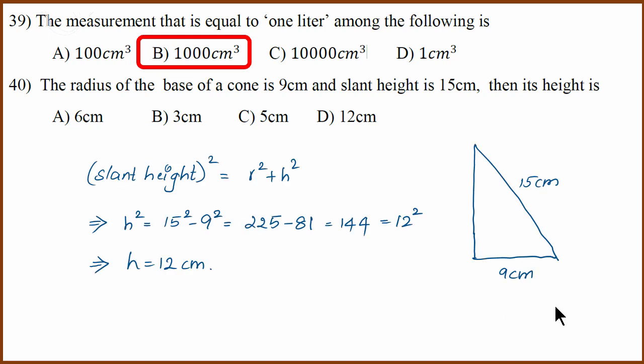What about the 40th question? They have given us a cone and said the radius is 9 centimeter and slant height is 15 centimeter. We need to find this side. How do you find this side? You have to do 15 square minus 9 square. Why? Pythagoras theorem, which is what we have done here. 15 square minus 9 square is 144, which is 12 square. Therefore, the height has to be 12.